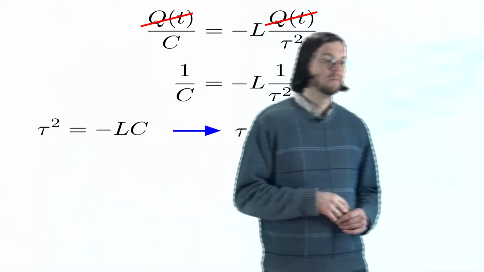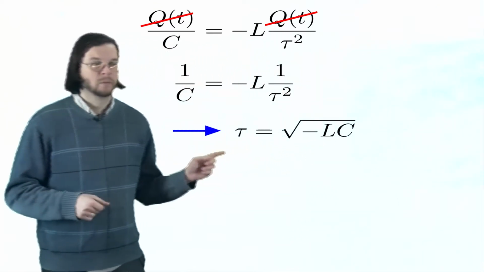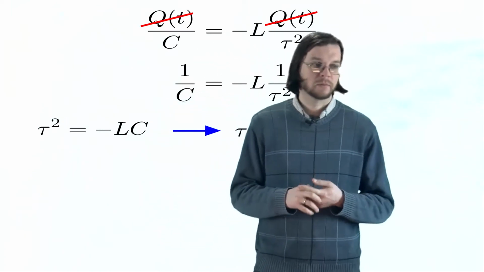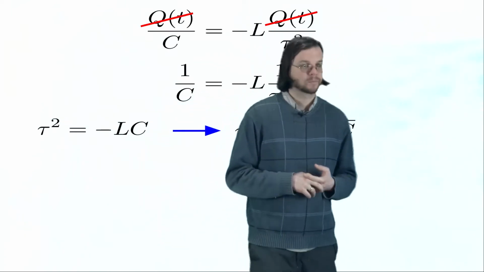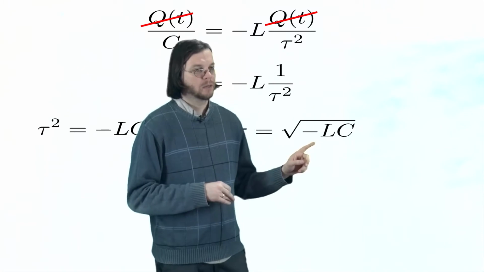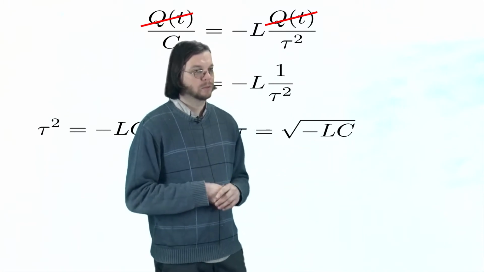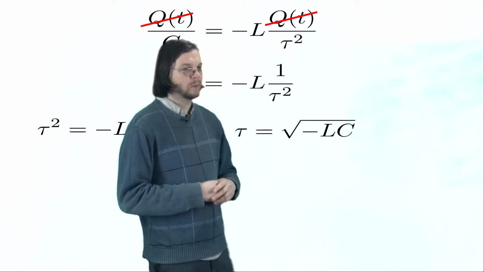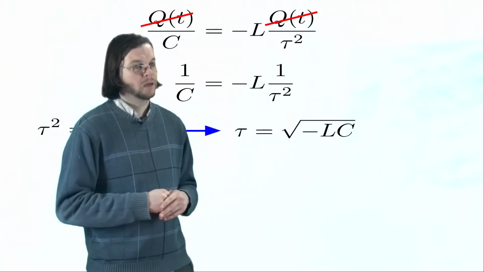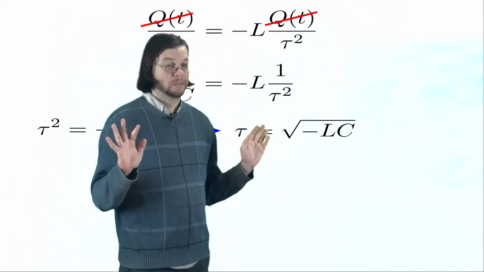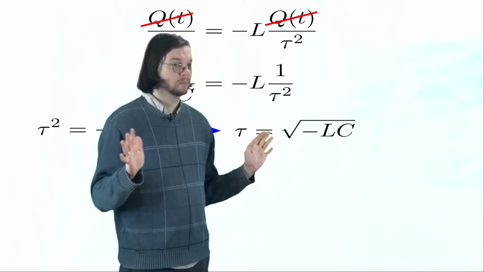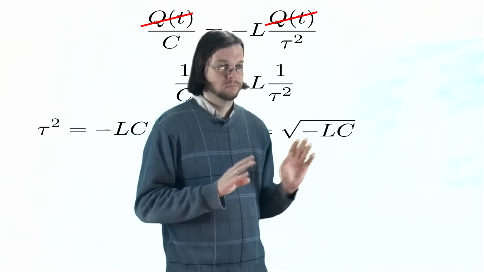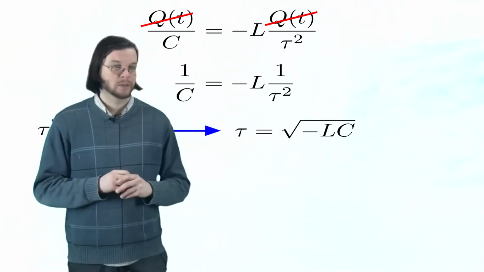We get this. But now we have a problem, because the capacitance is always positive. There's no way to have a negative capacitance, okay? And the inductance is also always positive. There's no way to have a negative inductance. And so the square root of minus LC is going to be the square root of something that's negative. So this is a little weird. We haven't run into this yet.